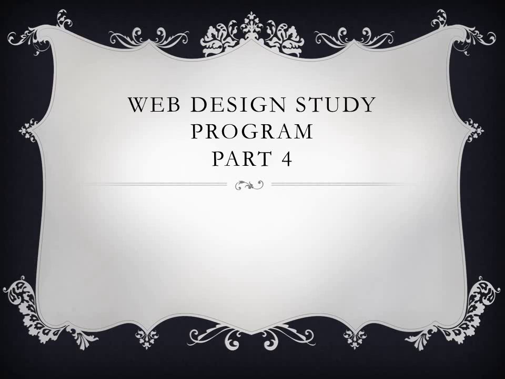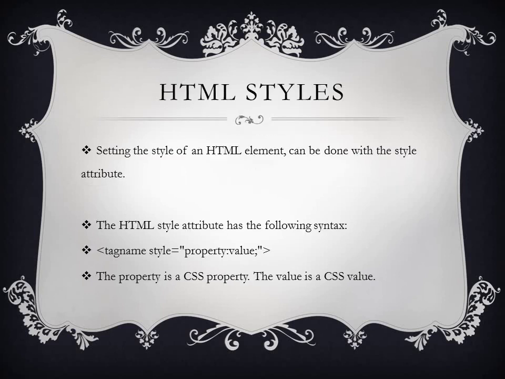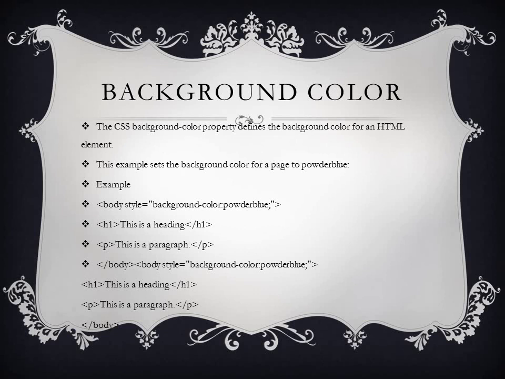Here we learn about HTML styles. Setting the style of an HTML element can be done with the style attribute. The HTML style attribute has the following syntax: tag name, style equals property value. The property is a CSS property. The value is a CSS value.